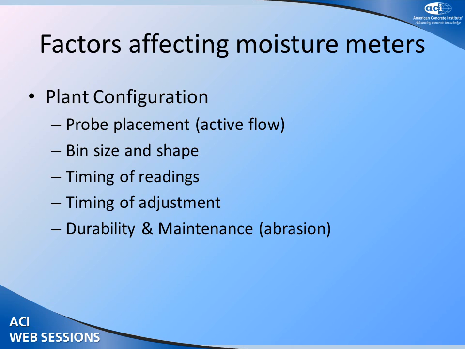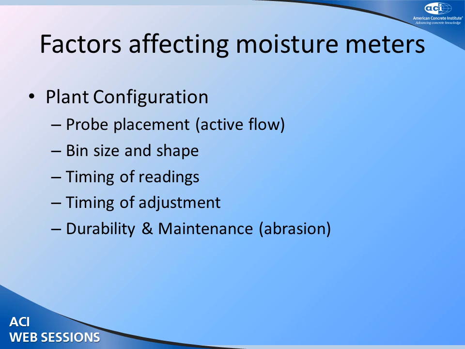So, factors that affect the moisture meters in the plant: the location of the probe placement. You don't want the probe to be high up on the side of the bin. You want to have the probe located right at the discharge gate where the aggregate is flowing over it. The bin size and shape, whether it's trapping material or whether it's adequately draining the material, is going to have an impact. The timing of the readings. Like I said, we have digital readings, so we're getting periodic readings. If we're getting one reading every minute, that's going to give us potentially a different result than if we have 30 readings every minute.